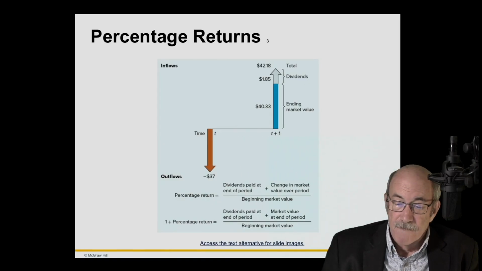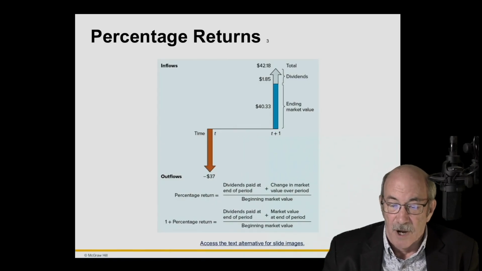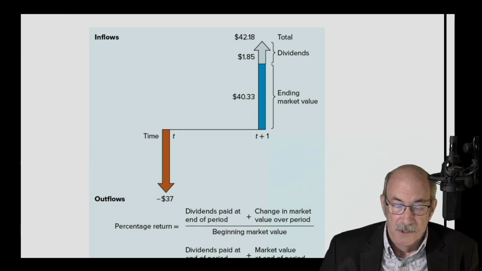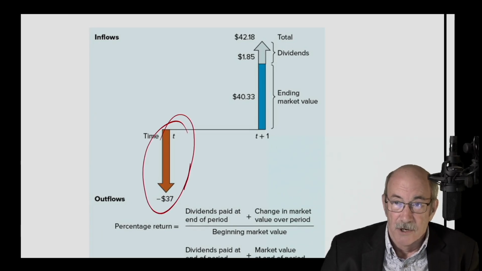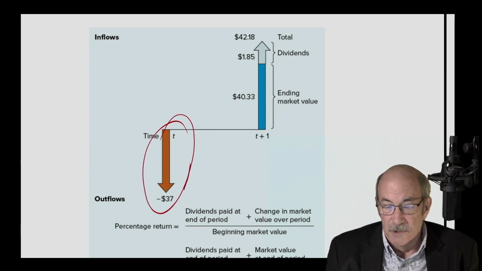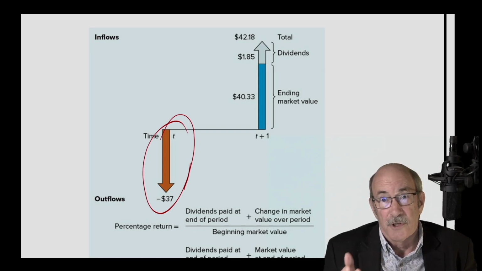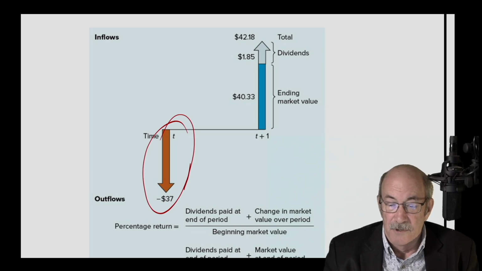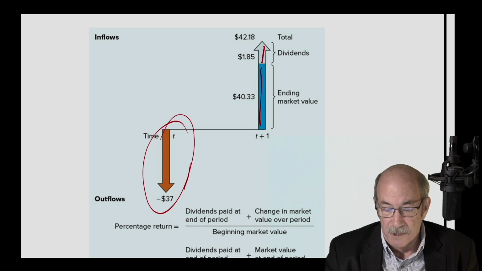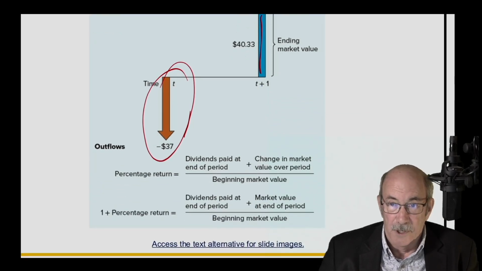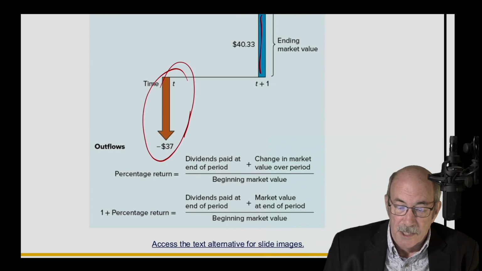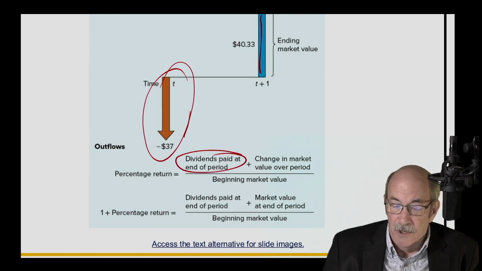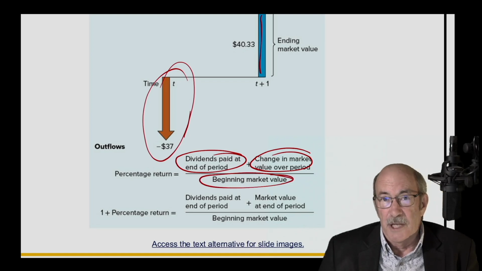Let's see, this is just a graphical representation showing the purchase back here at time t. We held it. We're assuming that the dividend was paid just before we actually sold the stock. So first we got the dividend and then we sold it for $40.33. And if you want to look at it in a formulaic way, it's dividends paid at the end of the period plus the change in market value divided by the beginning price.